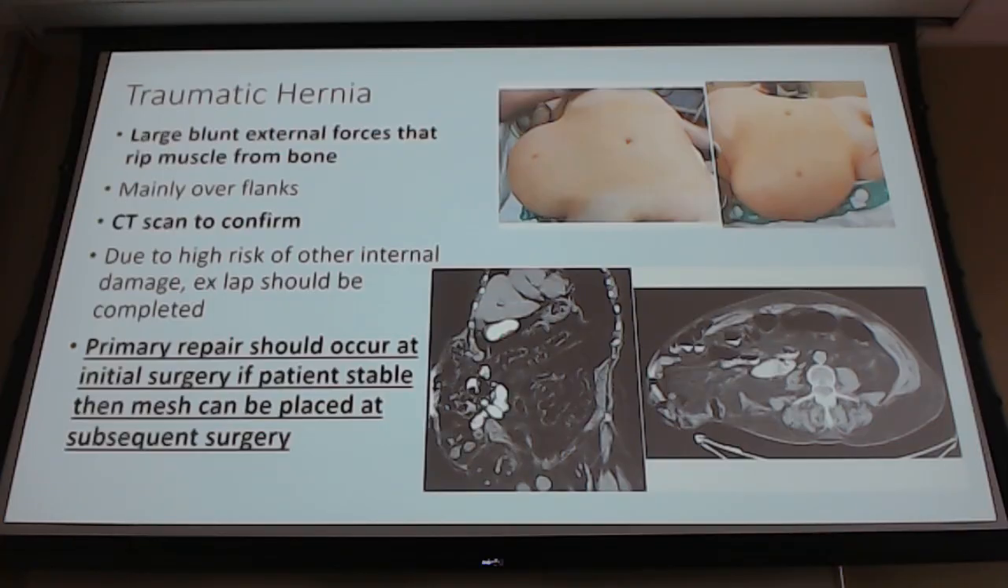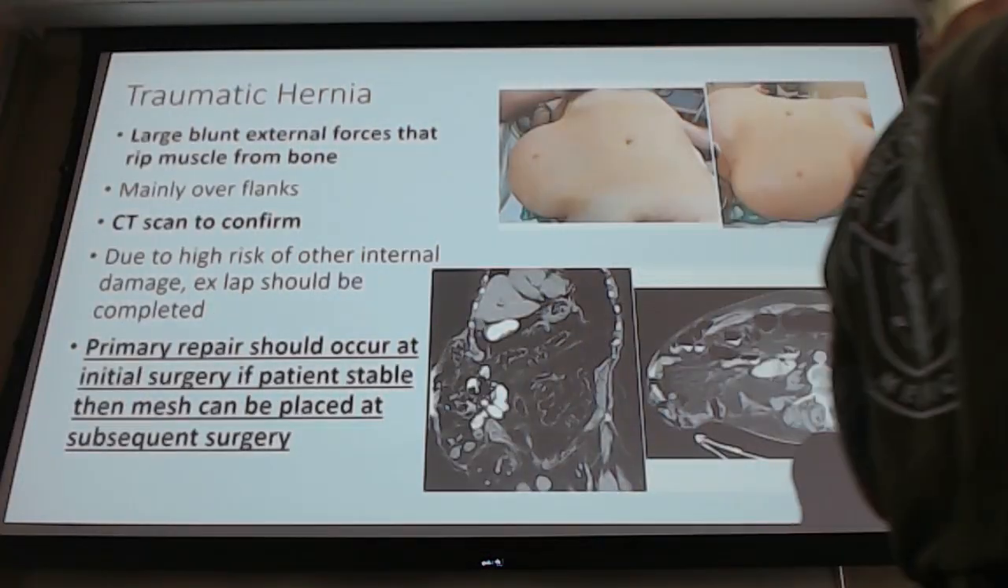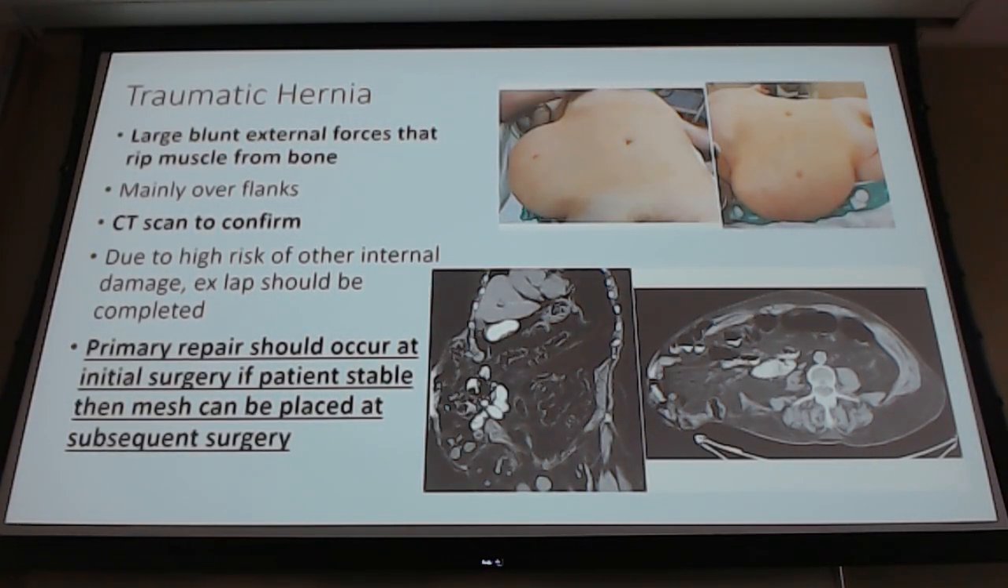So these are a violent ripping of muscle from bone, from large, blunt external forces. You're not going to get this from a penetrating wound unless it's like a machete, right? But most of the time it's going to have that blunt type of abdominal injury, which causes that pressure to be expended somewhere. And the most likely is that area on the flanks, right above the inguinal or the iliac crest. We do a CT scan to confirm.